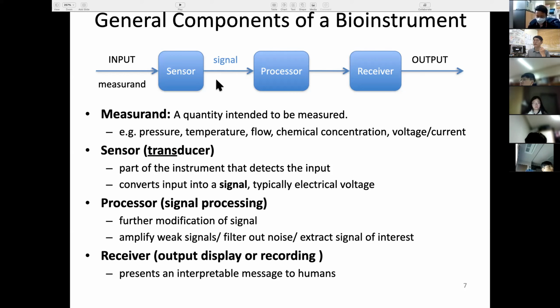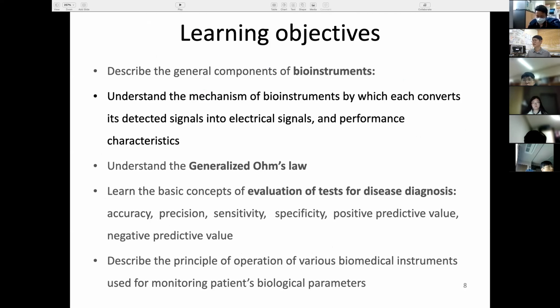And usually the signal is weak and noisy, so we usually have to process it through signal processing. That is further modification of the signal by amplifying a weak signal or filtering out noise. Also there could be multiple inputs and you can extract the signal of interest. And at the end, we have an output display or recording so that we can present an interpretable message to the interpreter, such as us or physicians.